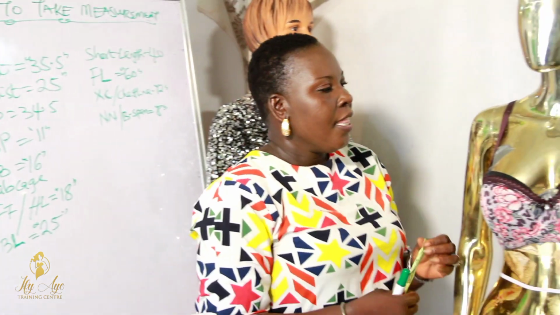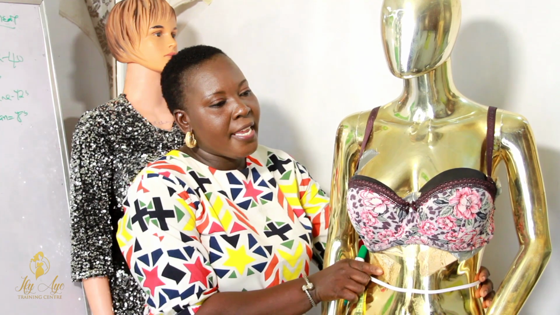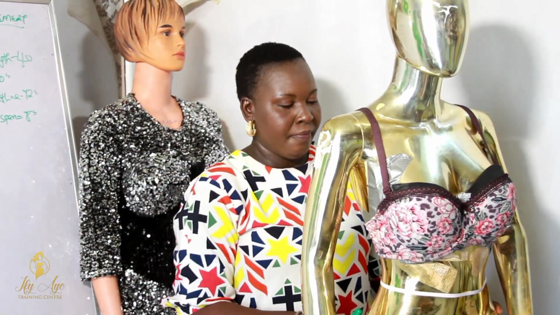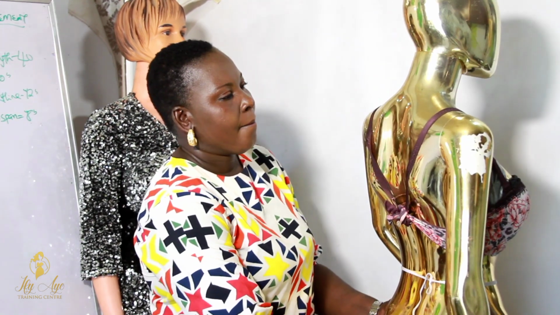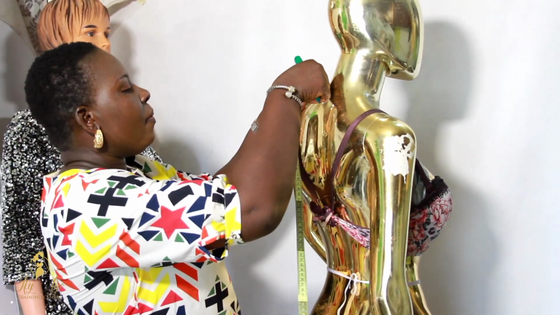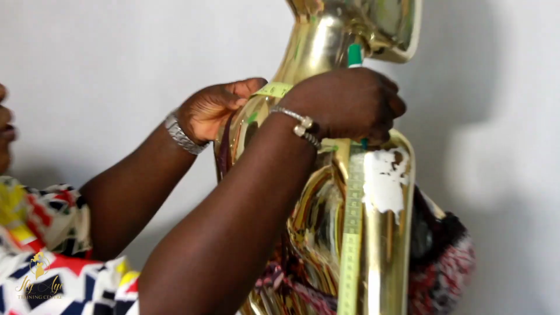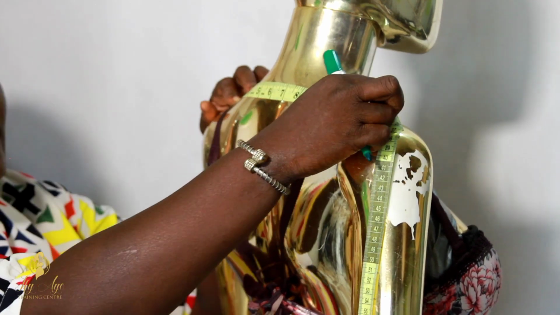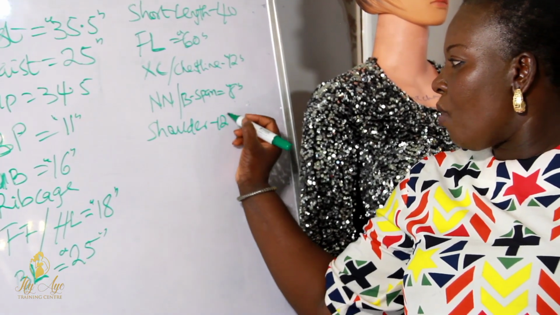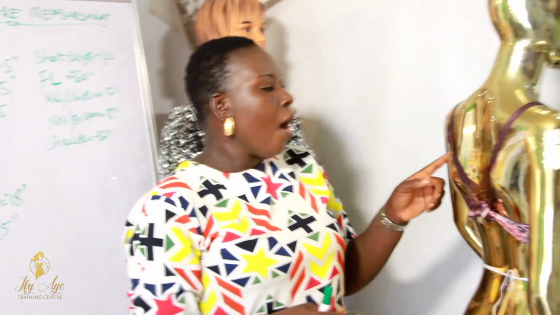The next measurement to be taken is the back. So we'll turn our mannequin to get our back measurements. From one shoulder point to the next shoulder point is our back measurement. That is what we call shoulder. Our shoulder is 12 inches.